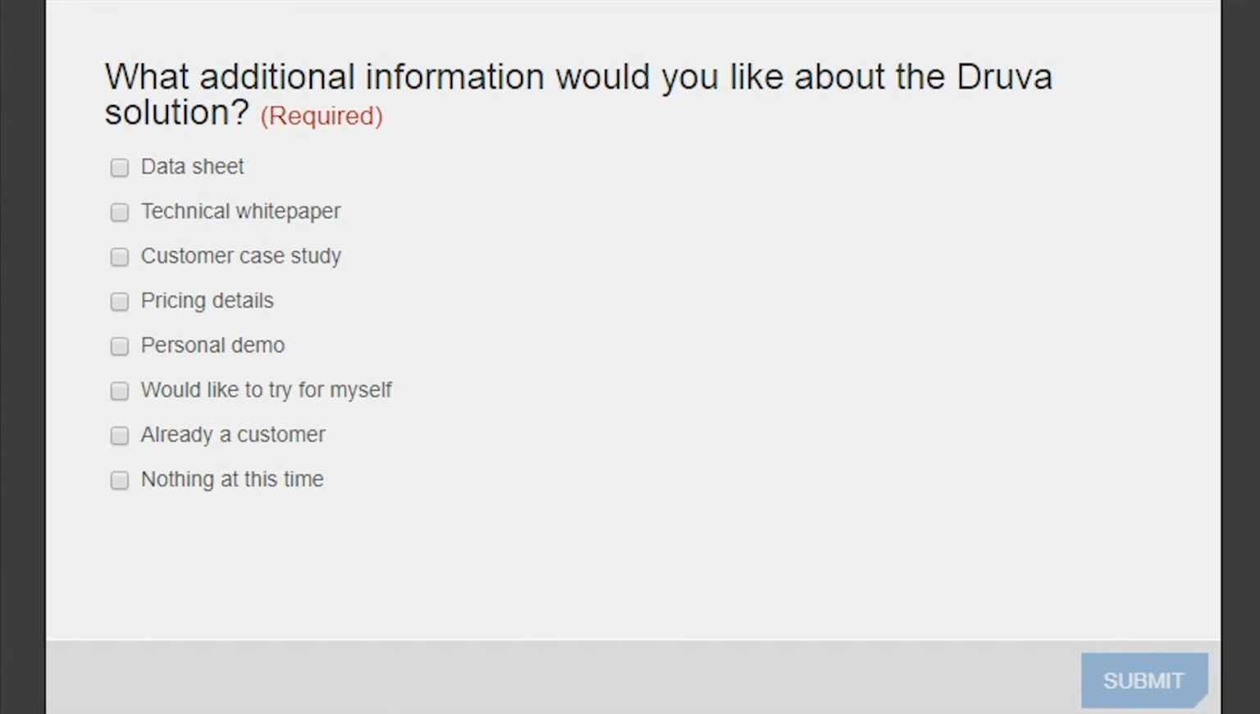Druva has capabilities across all of these areas. But as we're talking about in this presentation, I was focused specifically on the protect side, so our ability to help you have consistent and reliable backups. And then also on the recovery side, which is your ability to quickly recover data to another location or even recover it in the cloud.